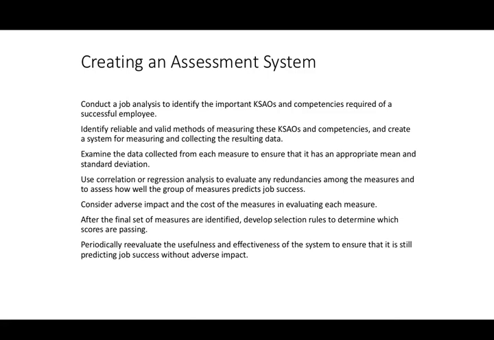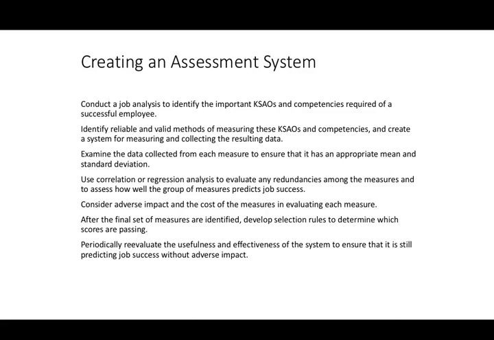After the final set of measures are identified, develop selection rules. And we'll get into developing those selection rules later on in the semester when we talk about how we choose the best candidate in the end. And there's a lot of different ways that we can assess the data. We can use multiple hurdles. We can use a more whole person comprehensive view, clinical perspectives, clinical decision making. There's all sorts of decision making rules that we can use.